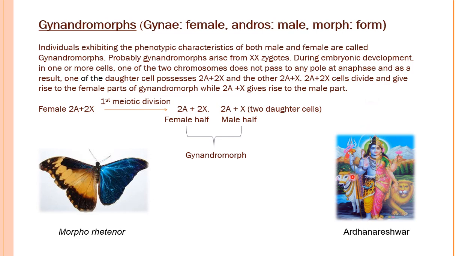Example of gynandromorph is found in Hindu mythology, where here we can see the Ardhanarishwar. Here one lateral half is that of the male part Shiva and the other lateral half is that of the Parvati or the female part. In nature, we do find the gynandromorphs in most of the insects, and here we can see the Morpho rhetenor, which is a butterfly, and here one lateral half is of female and the other lateral half is that of the male.